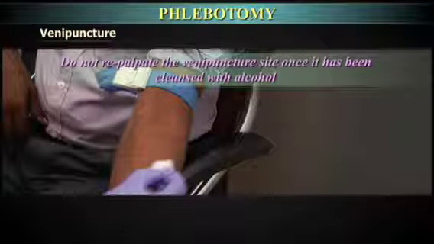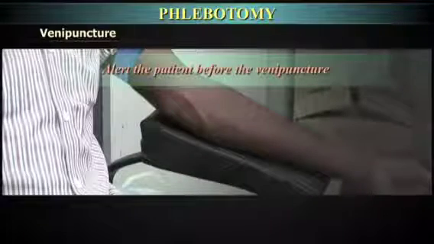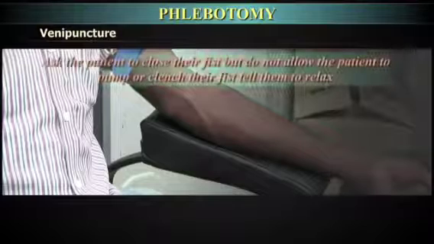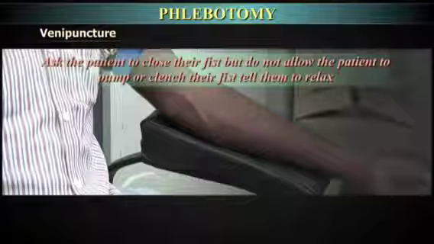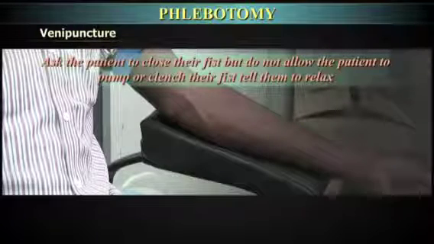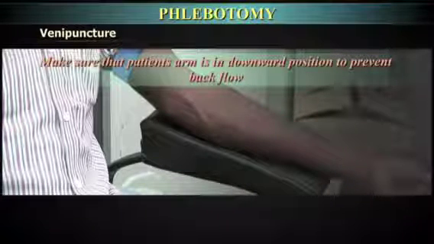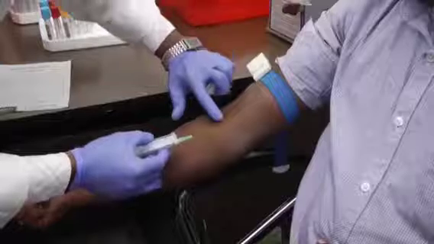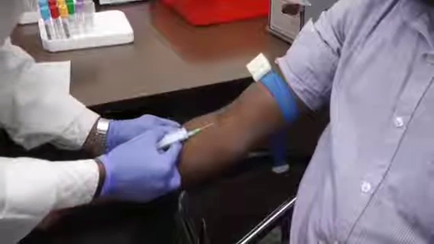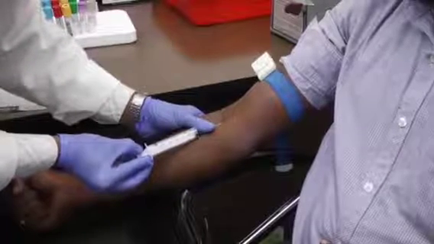Do not repalpate the venipuncture site once it has been cleansed with alcohol. Alert the patient before venipuncture. Ask the patient to close their fist, but do not allow the patient to pump or clench their fist. Tell them to relax. Make sure that the patient's arm is in downward position to prevent the backflow or reflux.